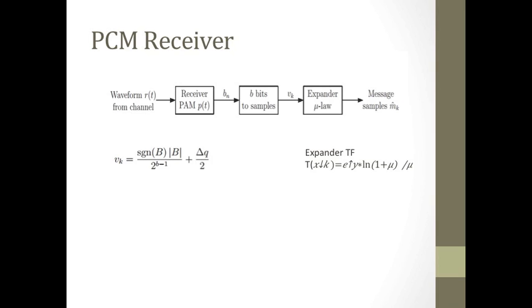The B bits then get converted to real-valued samples, v_k, which are decimal values, using the shown transfer function. In the last block, we have the expander, which undoes what the compander did. It expands the signal with the rate of f_s, and after computing the inverse transfer function of the compander that is given in the project, I found the transfer function for the expander, shown in the slide for the expander.